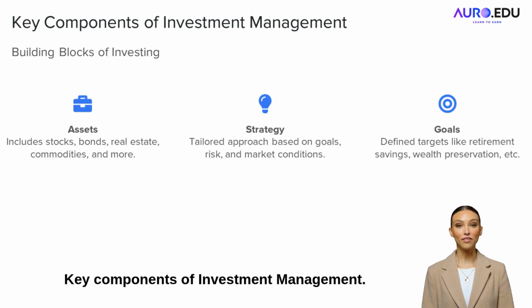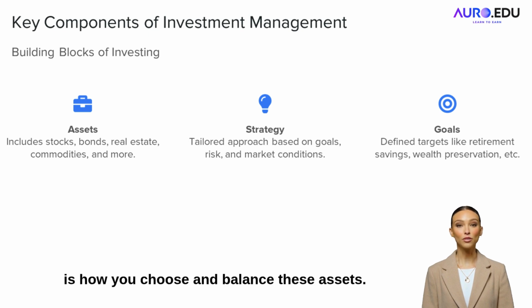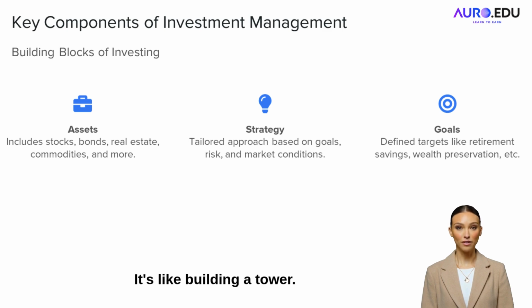Key components of investment management. There are 3 key parts: assets, strategy, and goals. Assets include stocks, bonds, and real estate. The strategy is how you choose and balance these assets. And goals keep everything focused. Maybe you're saving for college or a house. Together, these help build a solid plan for your money. It's like building a tower. Strong pieces and planning are essential.